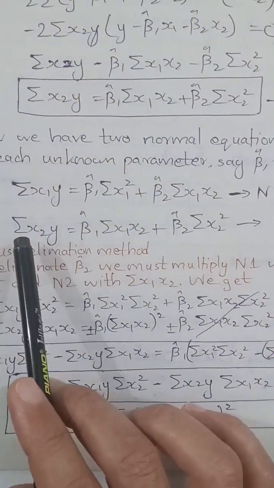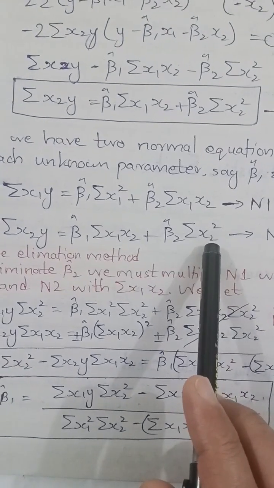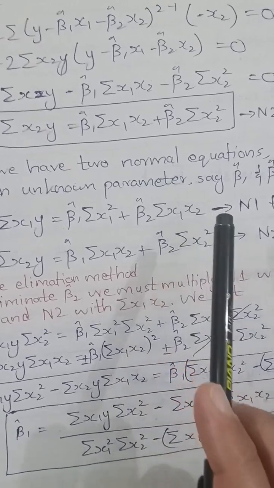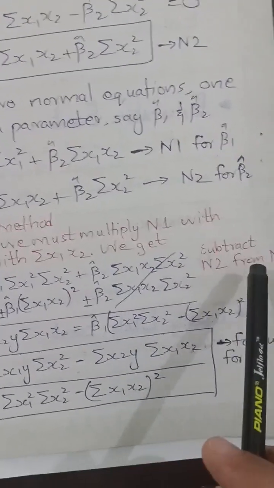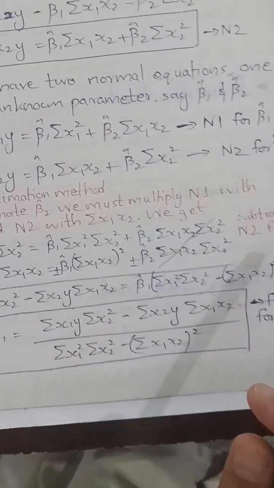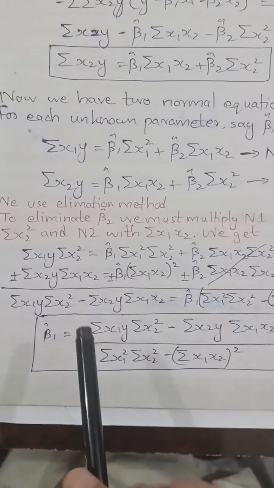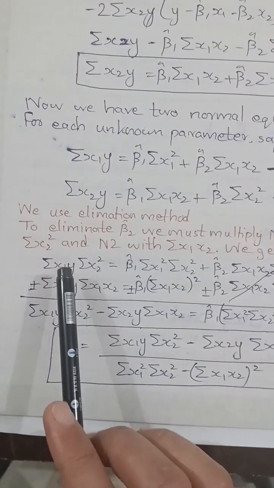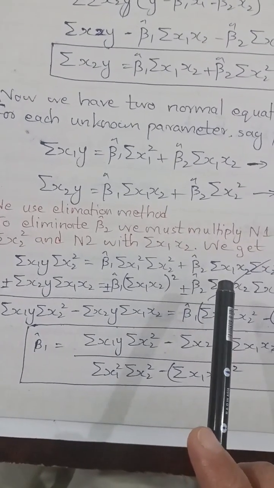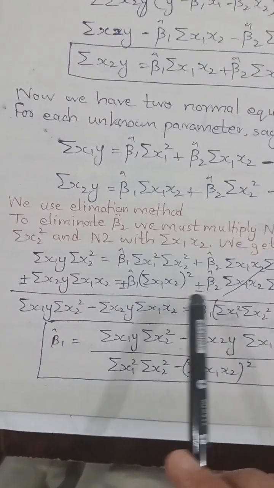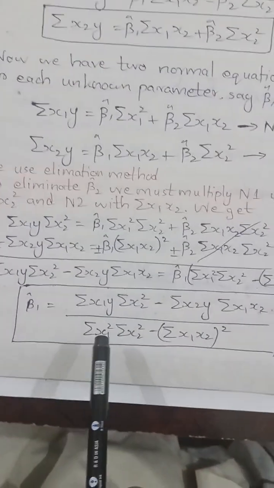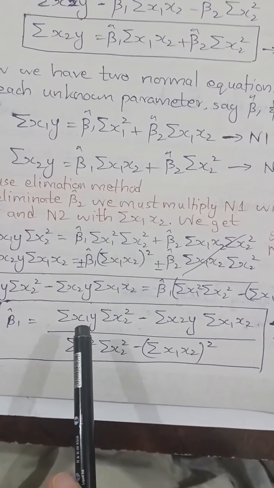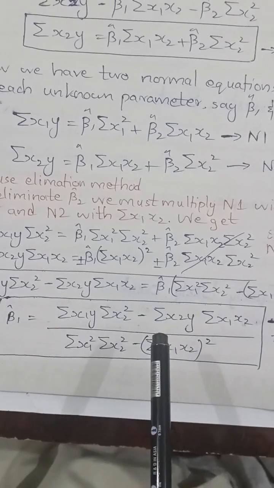So multiply this whole equation by sum of x1 x2, multiply this whole equation by sum of x2 square, and then subtract normal equation 2 from normal equation 1. So when I subtract it, I get the formula for beta 1 hat. You can do this by yourself and verify that by solving this for beta 1 hat you will get this answer. So remember that in this beta 1 hat formula, all the x1, x2 and y variables are in the deviated form.